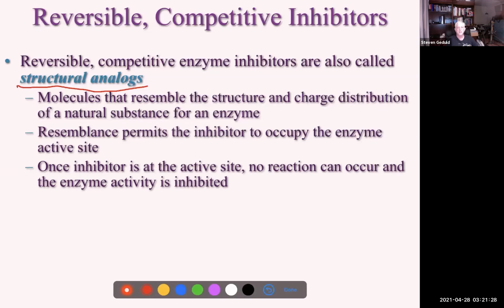Okay, once the inhibitor is at the active site, no reaction can occur. The enzyme activity is inhibited because it blocks the active site, so the substrate can't fit in there. So no reaction is going to occur.